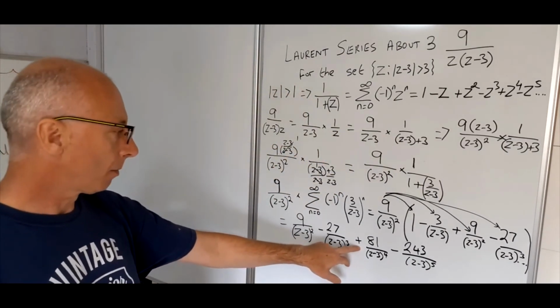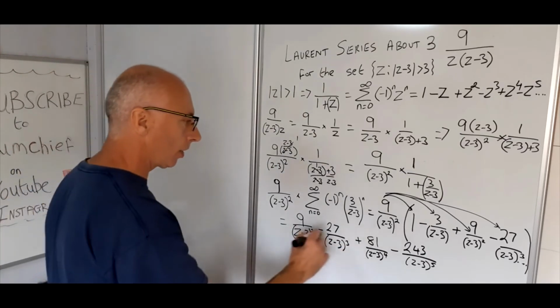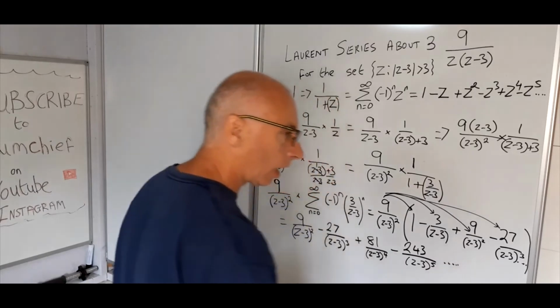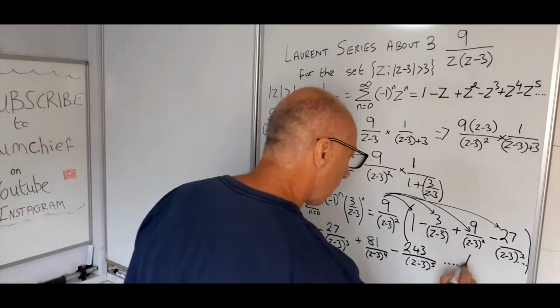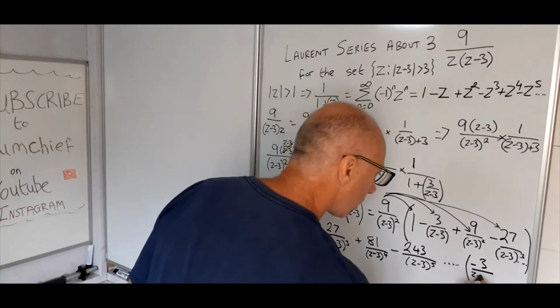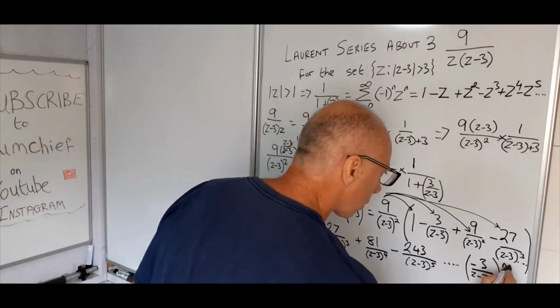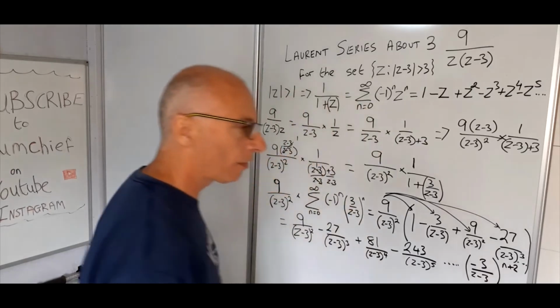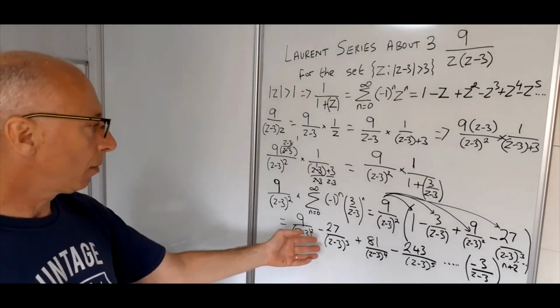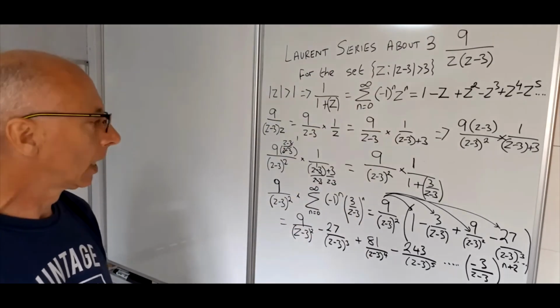Okay, so this will now just go on and on forever, and it will just yield our series to be minus 3 to the n, over z minus 3 to the n plus 2, and that will just go on forever and ever. Okay, so that's our Laurent series about 3 for this function.